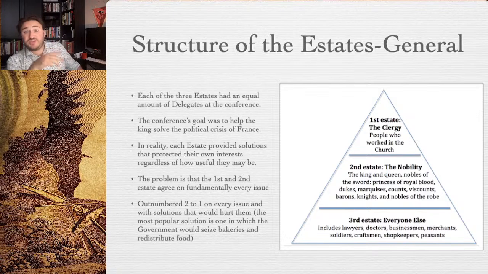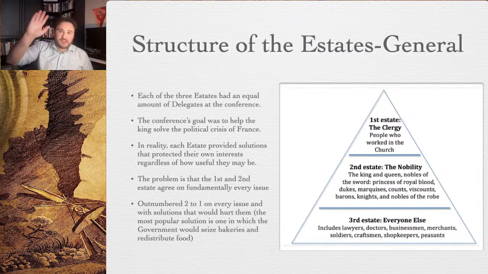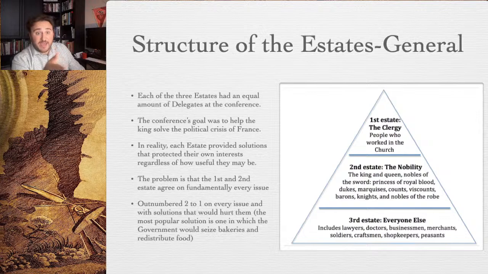Whereas the clergy and the nobility are just about 2% of the population, 3 if you want to be generous. And they get 2/3 of the vote. Because, spoiler, the clergy and nobility agree on fundamentally every issue. They agree on everything. So what ends up happening is, every time it comes to a vote, it's a tyranny of the majority situation, where the Third Estate would agree to something, and they would be overruled by clergy and nobility, or vice versa. Every single time.